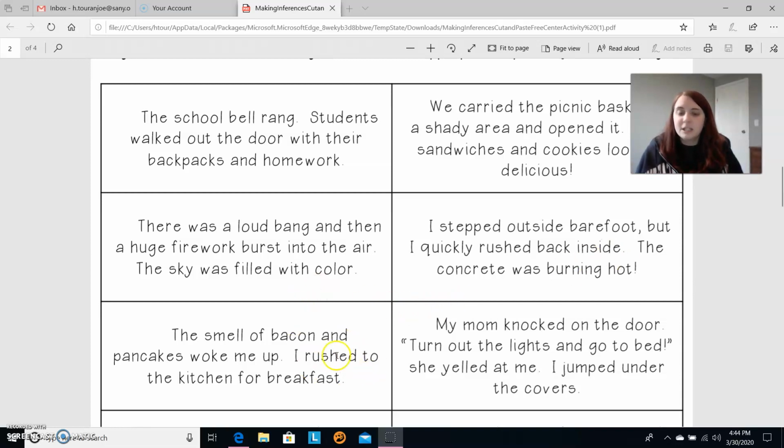Next one. The smell of bacon and pancakes woke me up. I rushed to the kitchen for breakfast. Well, from my schema, breakfast is the first meal of the day, so it must be daytime.